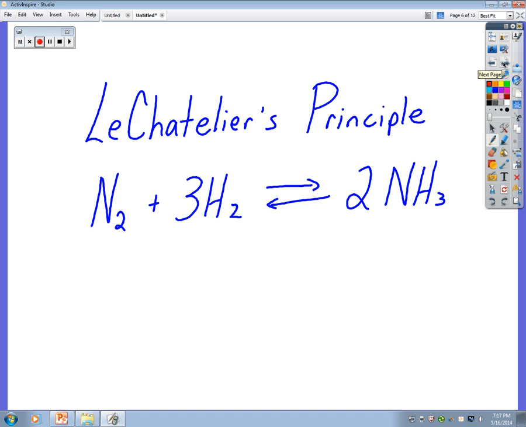Let's talk about LeChatelier. This is bread and cheese sandwiches. If you have bread and cheese together, they make sandwiches.